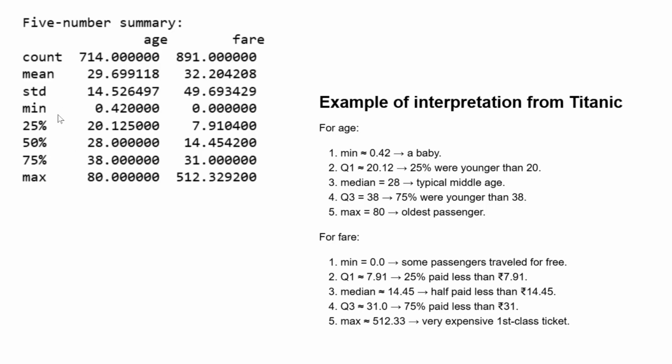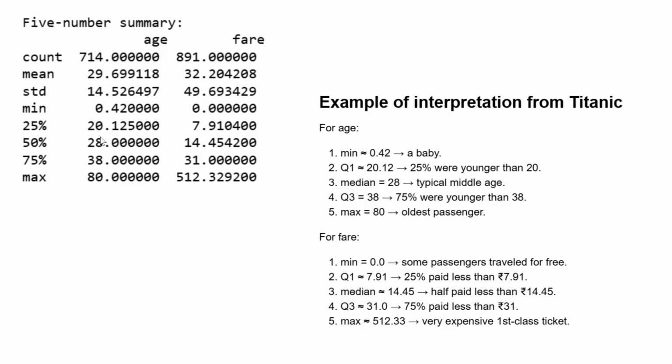Then, let us say for the age column, the minimum value is 0.42. That means I can say this is a baby, so the passenger is a baby. Then suppose the maximum value for the column is 80. That means it is the oldest passenger. So this is the meaning I can derive by looking at the min value and max value.